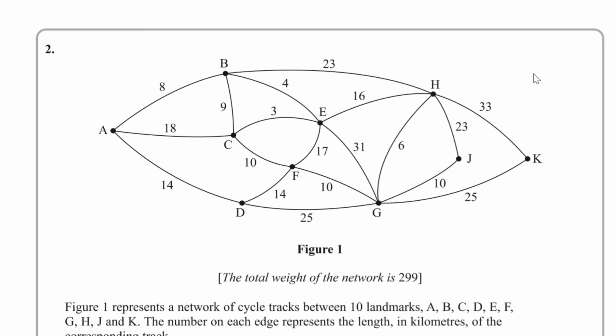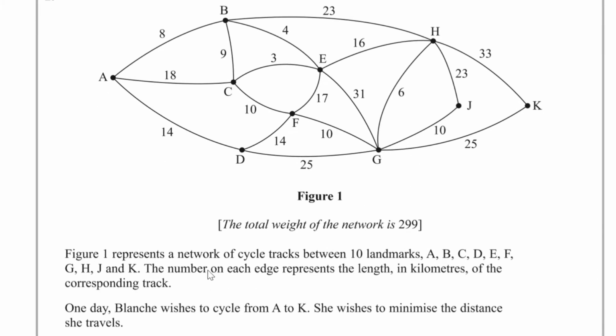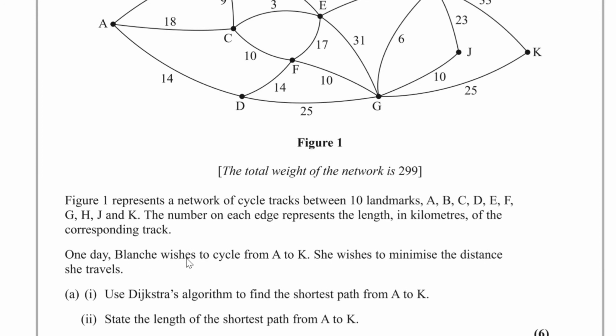Question number 2. Figure 1 represents a network of cycle tracks between 10 landmarks A, B, C, D, E, F, G, H, J and K. The number on each edge represents the length in kilometers of the corresponding track. One day, Blanche wishes to cycle from A to K. She wishes to minimize the distance she travels. For part A, we have to use Dijkstra's algorithm to find the shortest path from A to K, and for the next part, state the length of the shortest path from A to K.